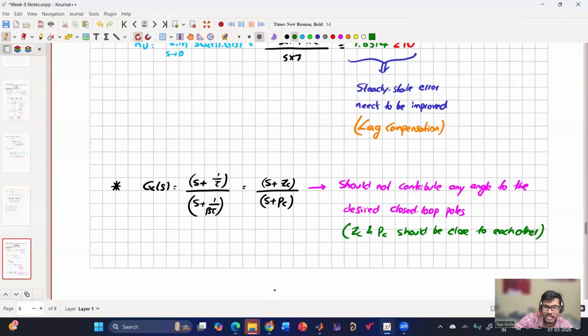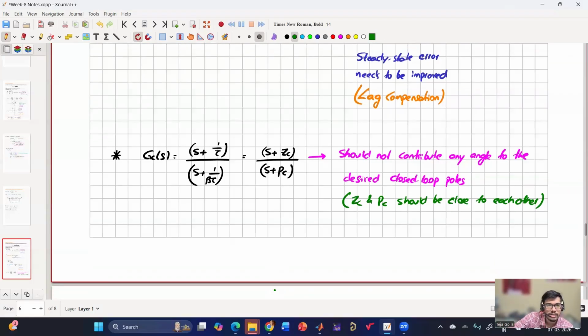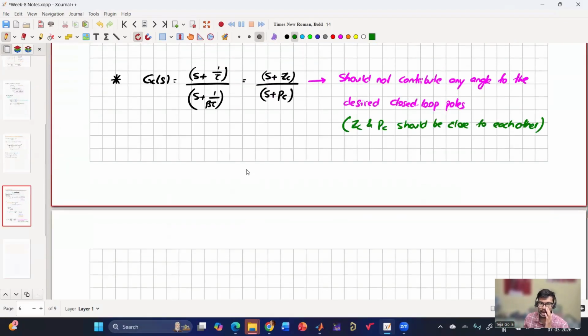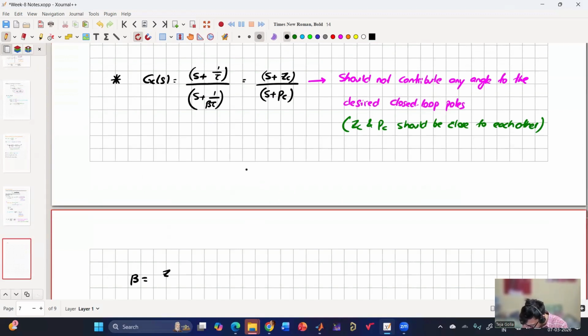And in this case, when we are discussing the lag compensation, how do we calculate beta? So beta is ZC by PC, right? ZC by PC. So my PC is nothing but ZC by beta.